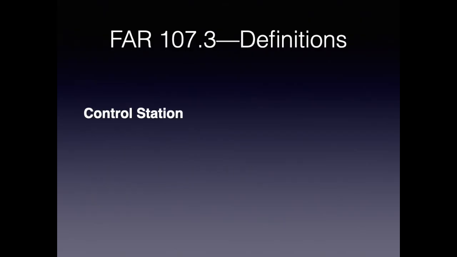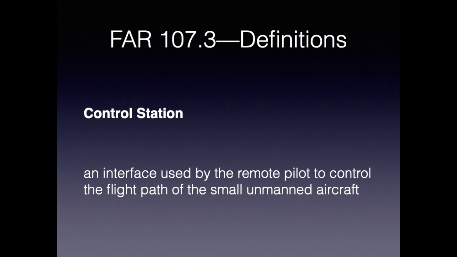First of all, the control station. What is that? A control station is an interface used by the remote pilot to control the flight path of the small unmanned aircraft. Or in other words, this is your controller. You can call it your remote controller. We all know what this is. This is the little box with the little knobs on it that you use to fly the aircraft. The FAA has a very specific word that it uses for that, and that is the control station.